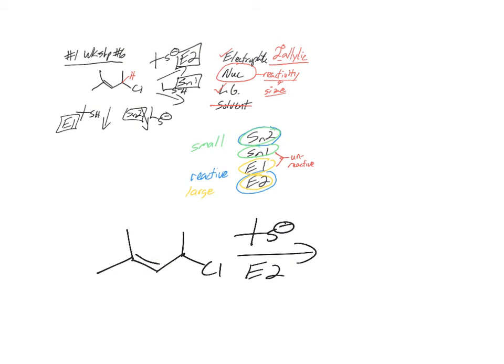We need things to be anti-periplanar. Now, it's not going to be an issue here because we'll identify our beta hydrogens and we'll see it's not an issue. But the first thing you should do in any elimination reaction, right? In E1, once you form the carbocation, you think about rearrangements. And in an E2 reaction, you need to find your beta hydrogens.